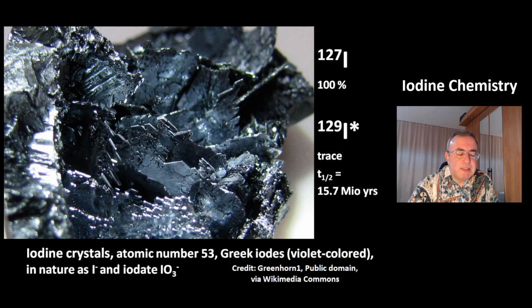This is a picture of the element iodine as crystals. It has the atomic number 53. Its name comes from the Greek word iodis, which means violet colored. And it is in nature as an iodide and iodate ion, IO3-. The main isotope is the isotope 127 with 100%, and there are traces of the radioactive isotope 129, which has a half-life of 15.7 million years.